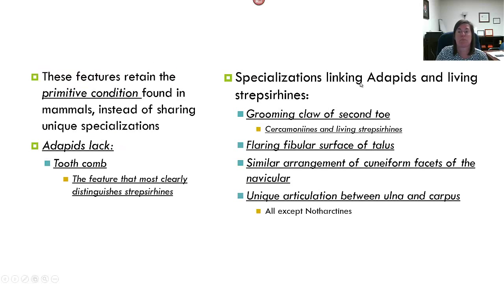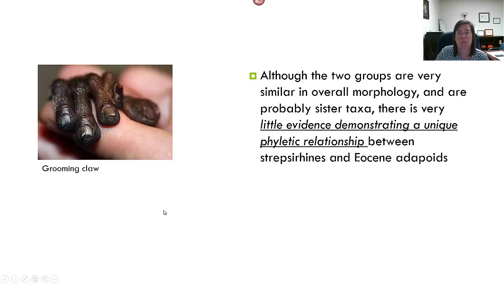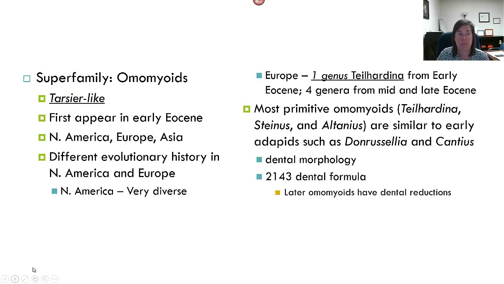living Adapids, living Strepsirhines, and fossil Adapids is what I'm trying to say. Although living Strepsirhines and fossil Adapids are similar in overall morphology and probably represent sister taxa, there's very little evidence demonstrating a unique phyletic relationship between Strepsirhini and Eocene Adapids. So the answer is probably not.